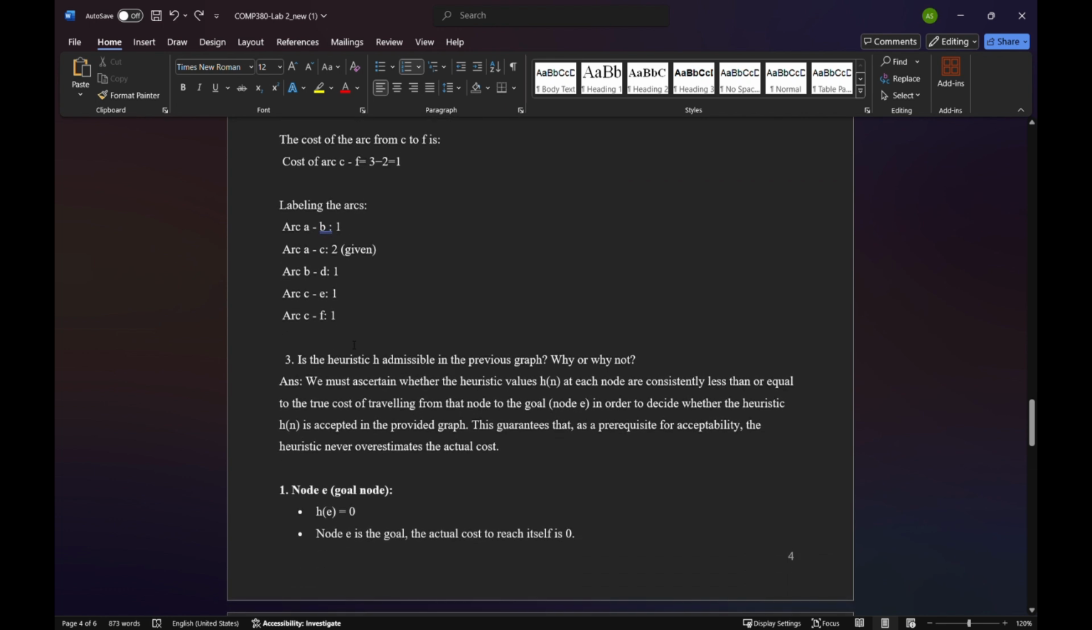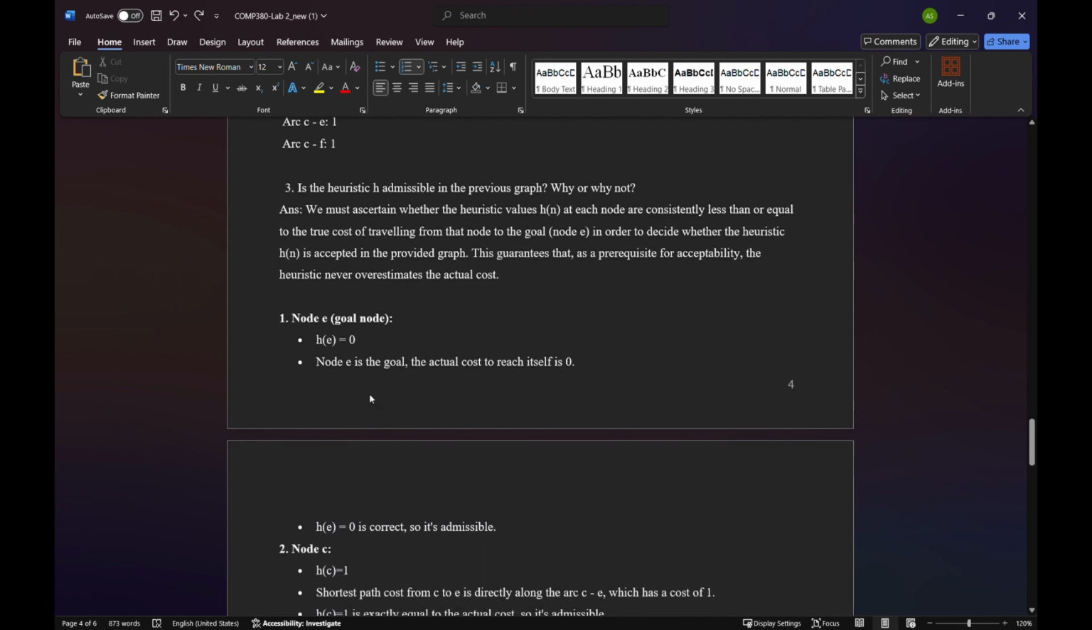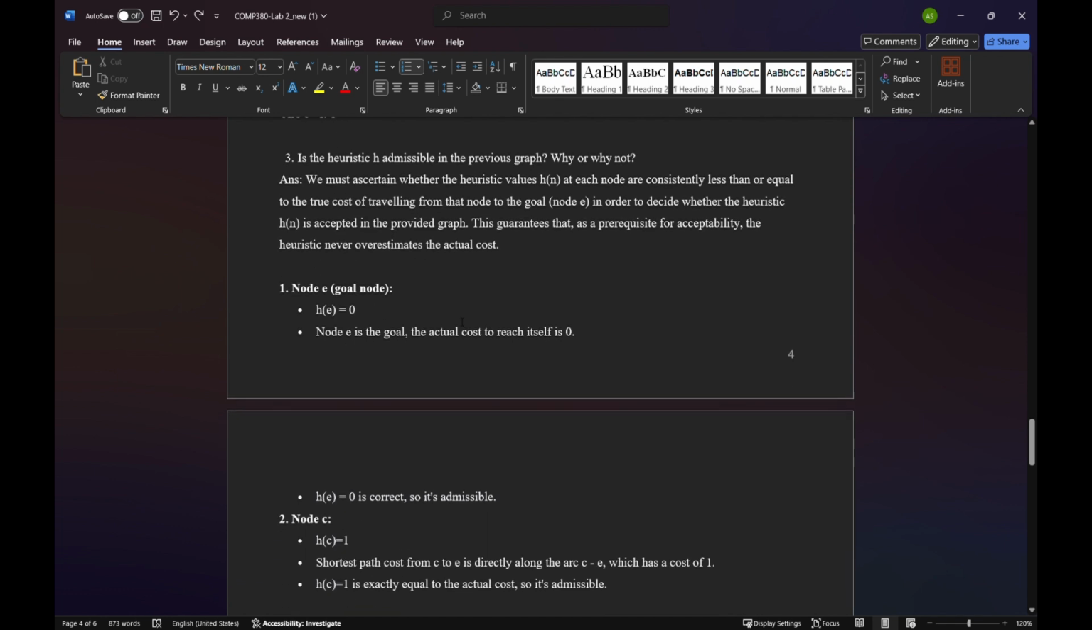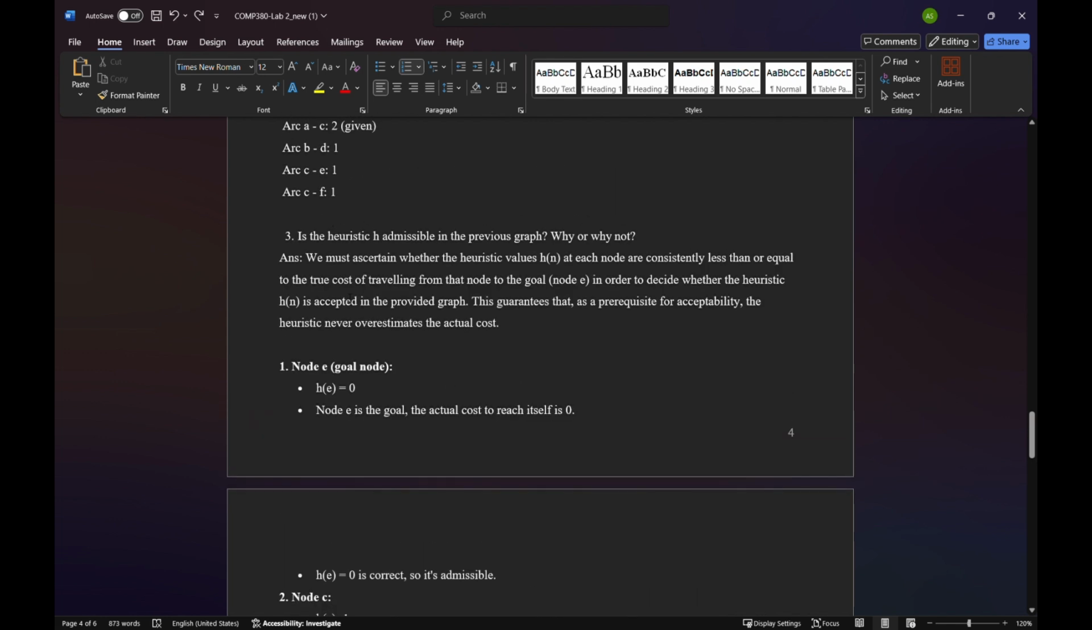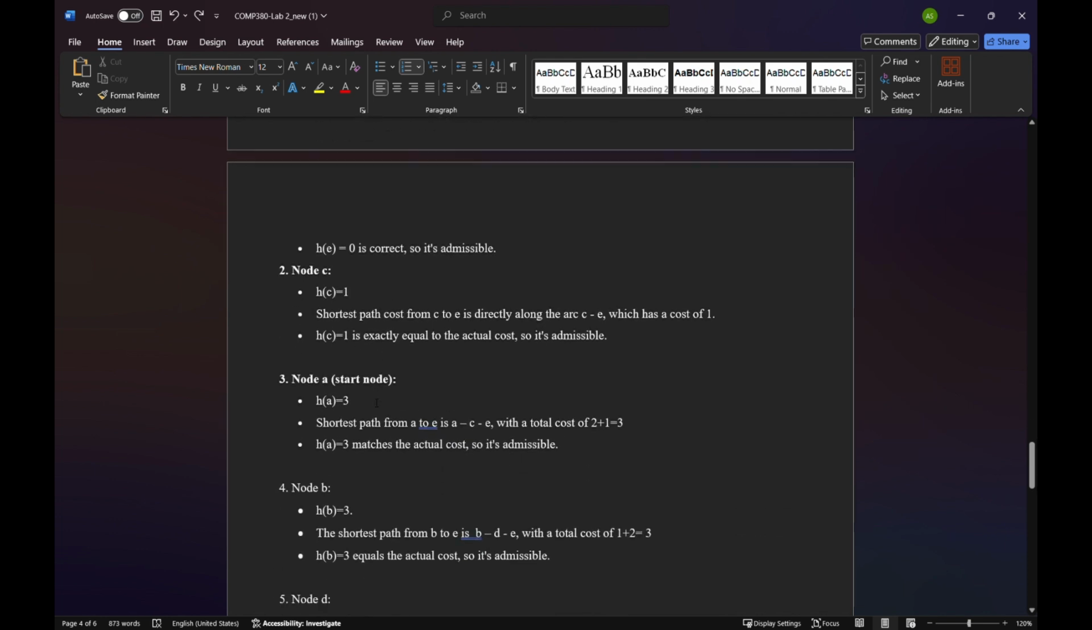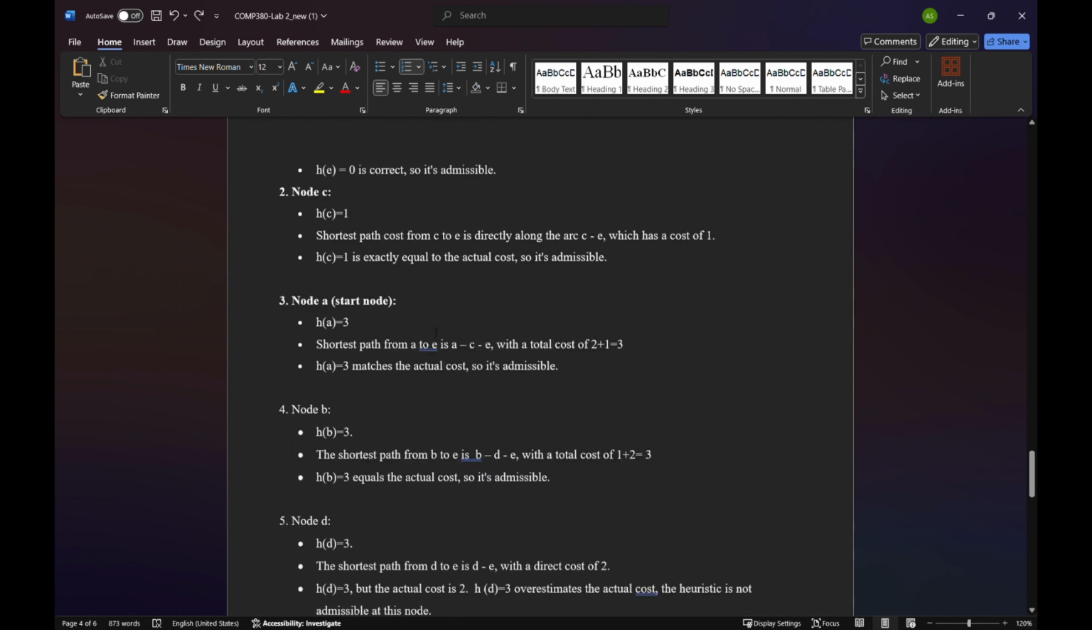About the question on whether the heuristic function is admissible, as I said, the heuristic function always predicts that the cost is equal to or lower, but not an overestimated value. So I checked if each cost is below the value given, which made me understand whether the node is admissible or not.